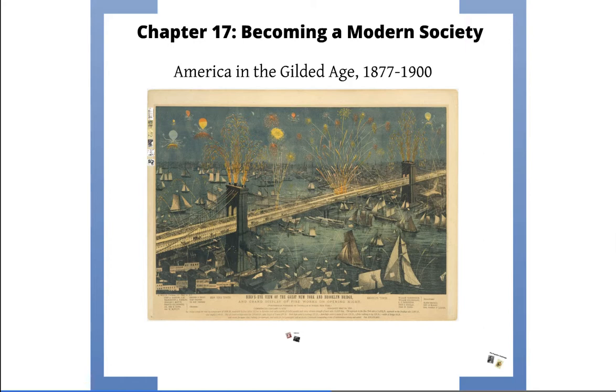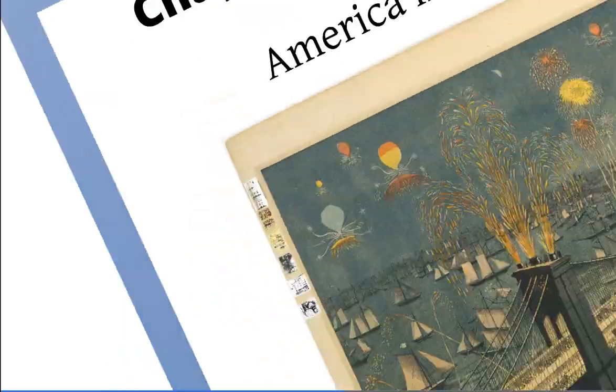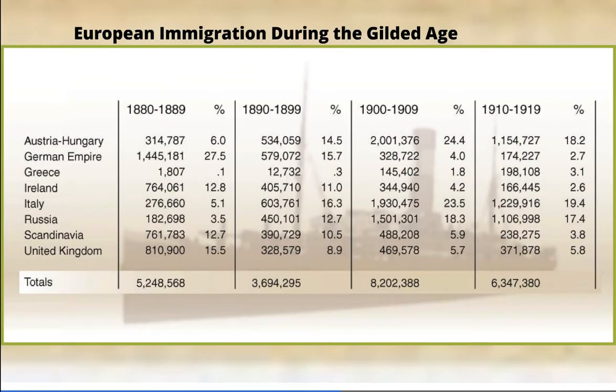So in Chapter 17, we look at becoming a modern society. In America in the Gilded Age, what does the Gilded Age mean? This was a term Mark Twain developed to say there was a lot of shiny, golden opportunity, at least on the surface. Underneath, there was a lot of corruption. Gilded means plated, so it was a gold-plated age. You have the gold on the outside, and you have a baser metal on the inside. Let's look at some of the issues.